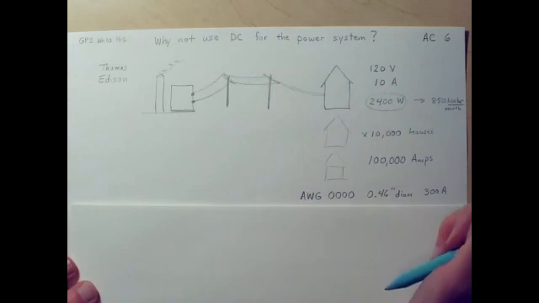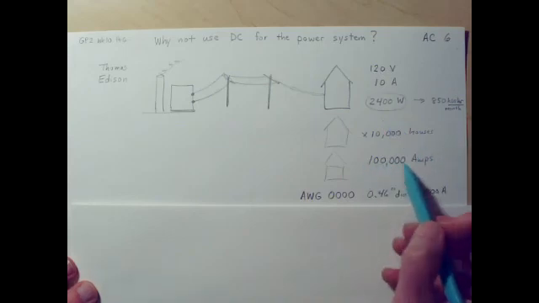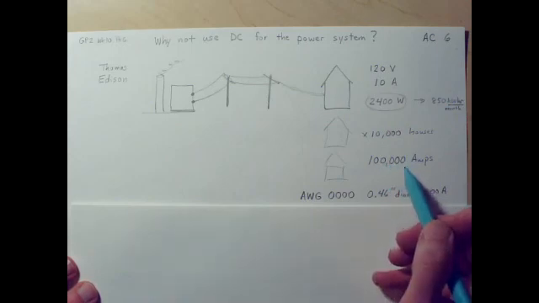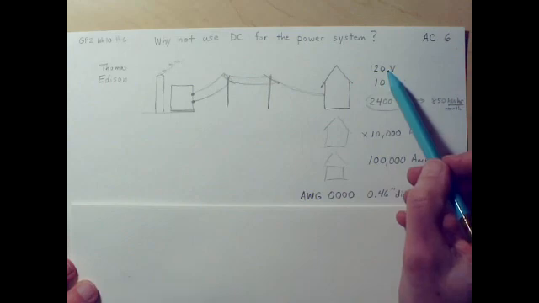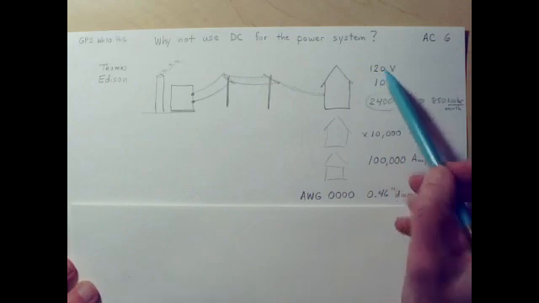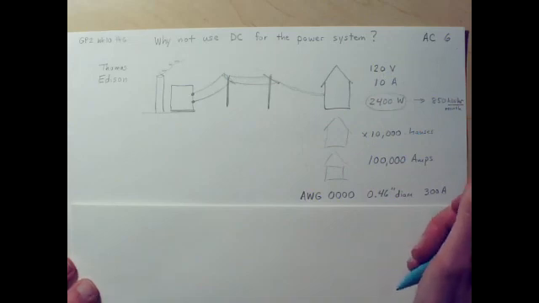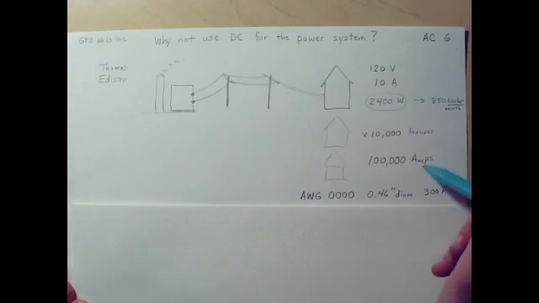Now, you might think, well, just raise the voltage. So instead of 100,000 amps, let's try to get it down to a mere 1,000 amps. And so you'd have to make the voltage 100 times higher. 100 times higher would be 12,000 volts. I don't know about you, but I have no interest in having 12,000 volts anywhere in my house. Certainly not something that I would be plugging things into on a regular basis. That would be exceedingly dangerous. So that's not going to work.